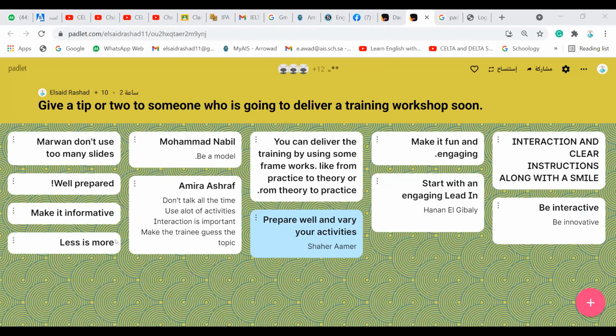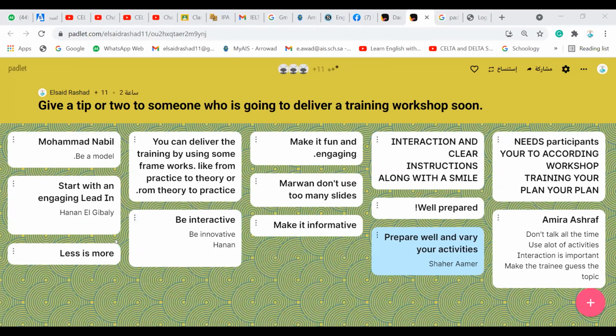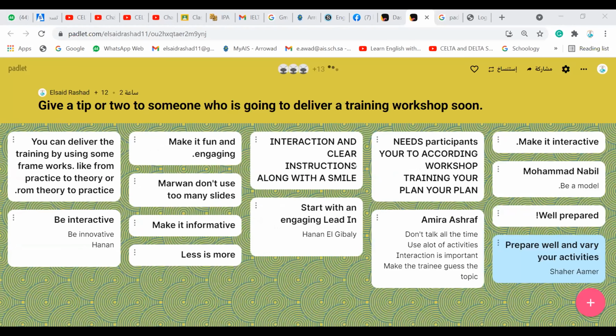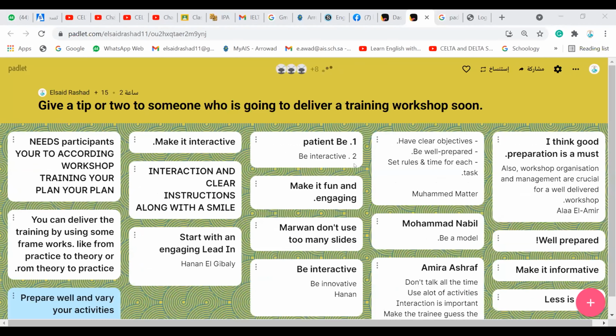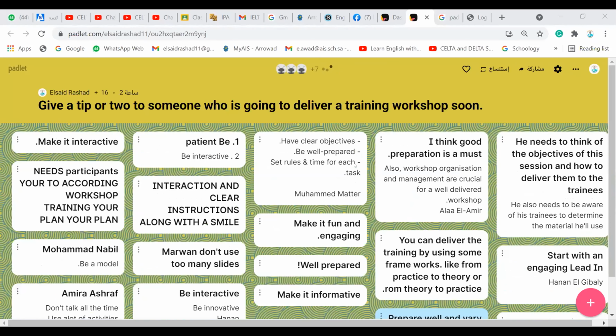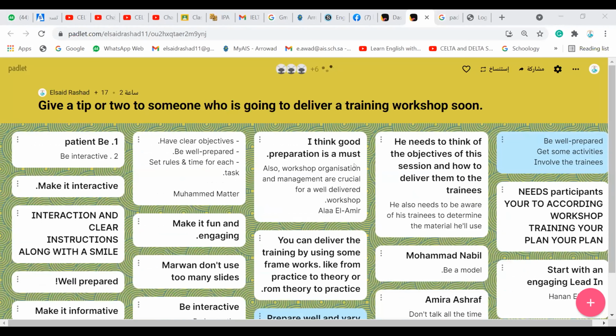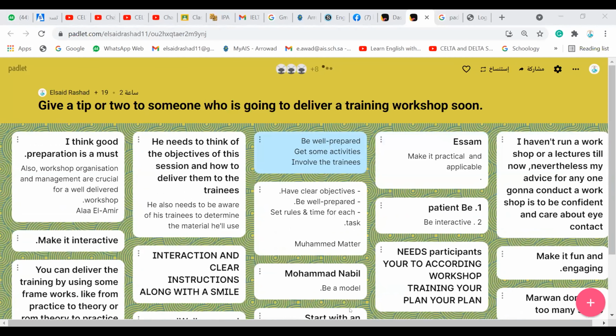Be a model. What do you mean by be a model, Mr. Muhammad? Be interactive. Yeah, good one. Thank you, Ms. Hanan. Don't talk all the time. Use a lot of activities. Interaction is important. Perfect, Ms. Amira. Yes. Guessing. Wonderful. You have lots of amazing ideas, actually. I love this. This is inspiring, actually.